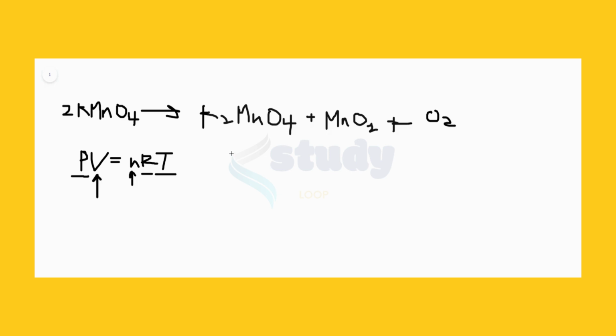So they give us 0.200 grams of KMnO4, right? So we have grams of KMnO4, but we want to convert it to moles of oxygen. So first you need to convert the grams of KMnO4 into moles of KMnO4. So how do we do that?